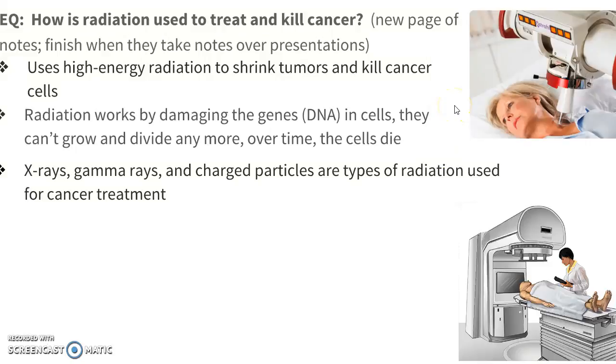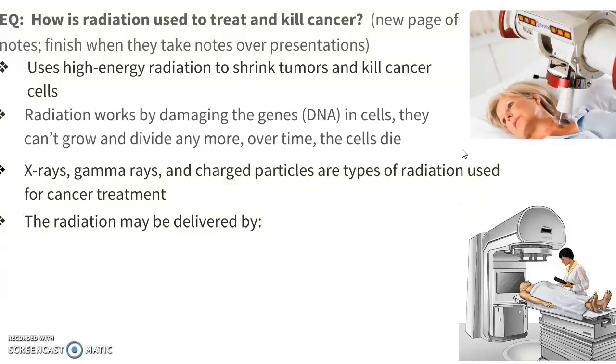X-rays, gamma rays, and charged particles are types of radiation that can be used for cancer treatment. So you can see here this woman is getting a beam of radiation at her throat. She probably has thyroid cancer, would be my guess, and they are trying to kill those cells around that tumor.